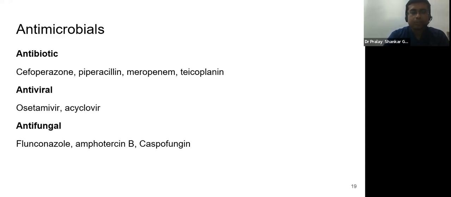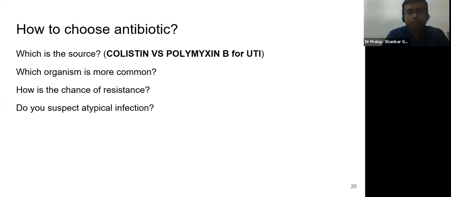Cefoperazone, piperacillin, meropenem, teicoplanin, these are common names among antibiotics. Oseltamivir, acyclovir are common names in antiviral, and fluconazole, amphotericin B, and caspofungin are three different antifungals. So how to choose an antibiotic? How do you prescribe an antibiotic, or decide that this is the best antibiotic for your patient?